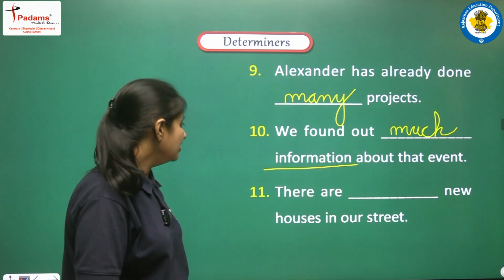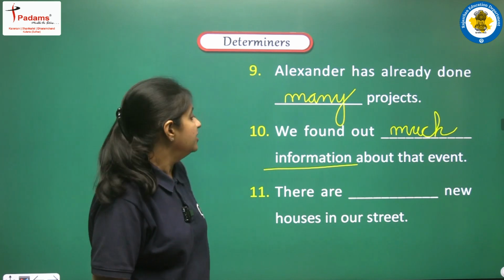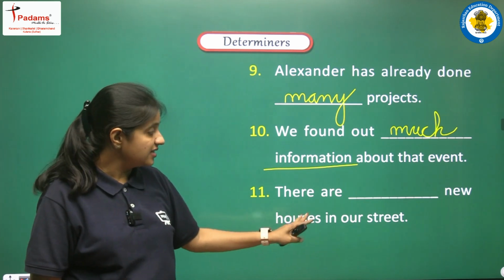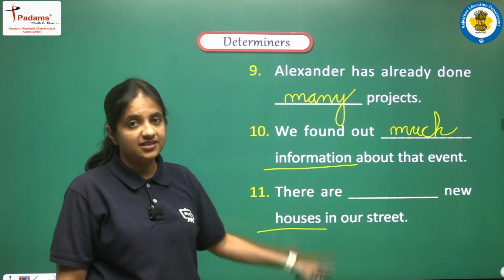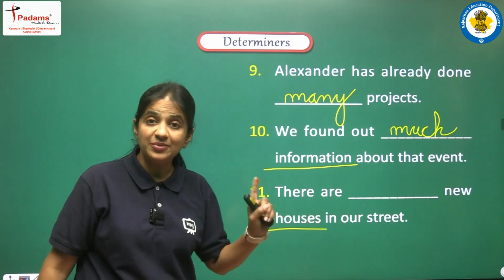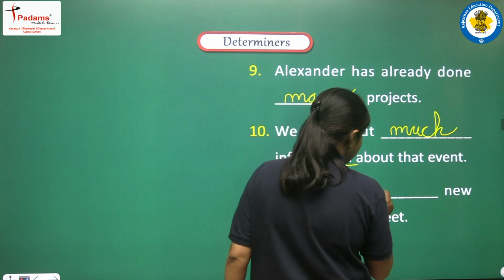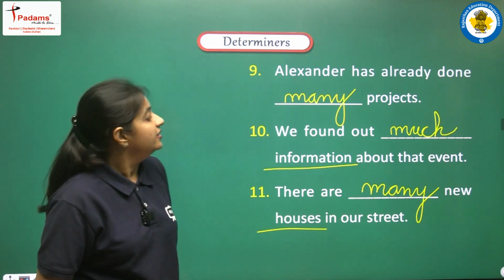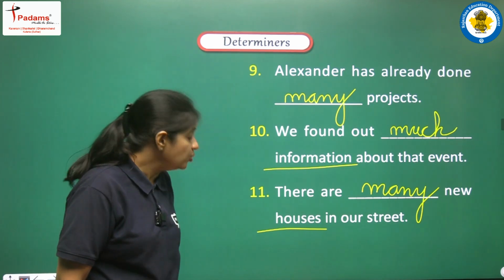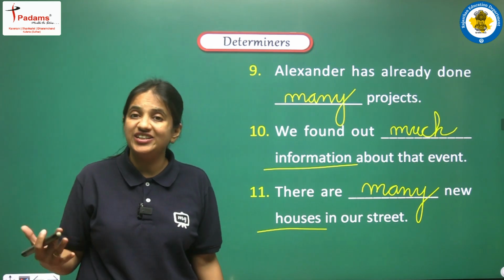Okay. Moving on, next sentence, there are new houses in our street. So here we are having houses, that's a plural and countable noun, and for that here in this blank we have to write many, and the sentence will be there are many new houses in our street.